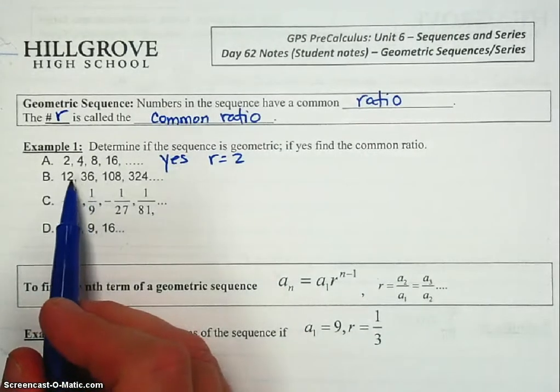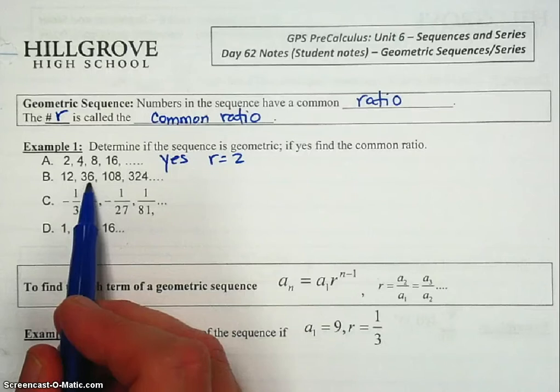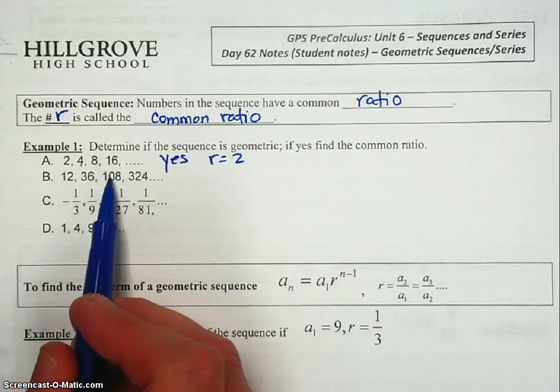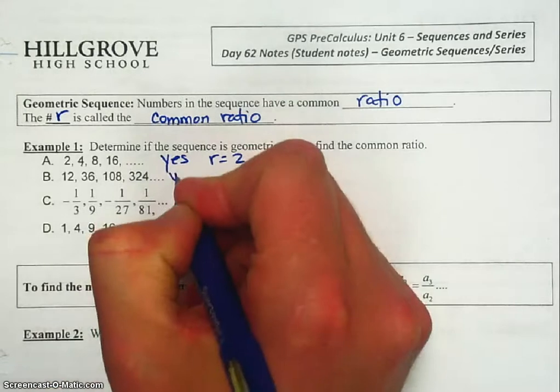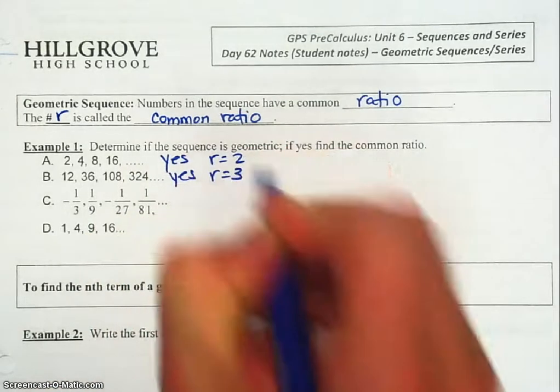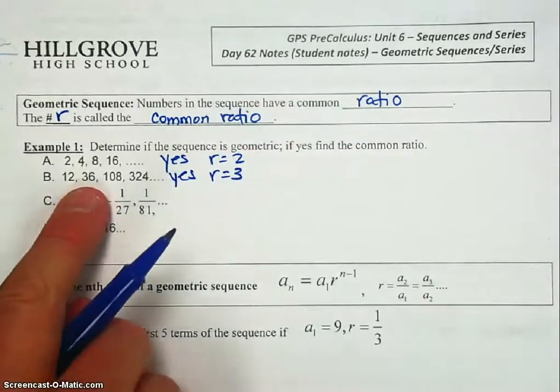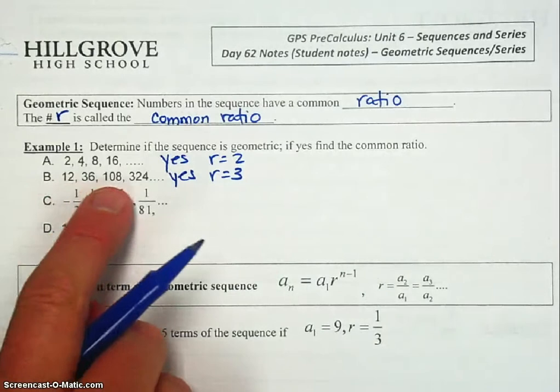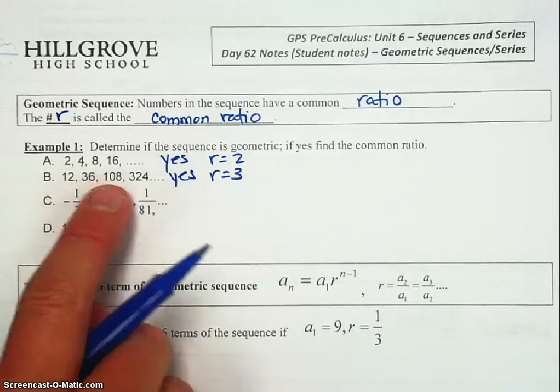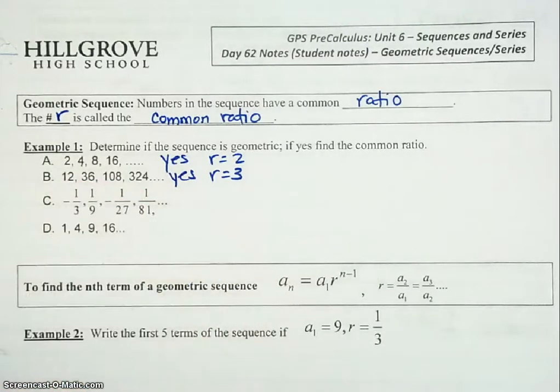All right, so let's look at the next one here. 12, 36. So 12 times 3 is 36. 36 times 3 is 108. 108 times 3 is 324, so that is also a yes, and my common ratio is 3. And here again, if we did the division, 36 divided by 12 is 3, 108 divided by 36 is 3, 324 divided by 108 is 3.